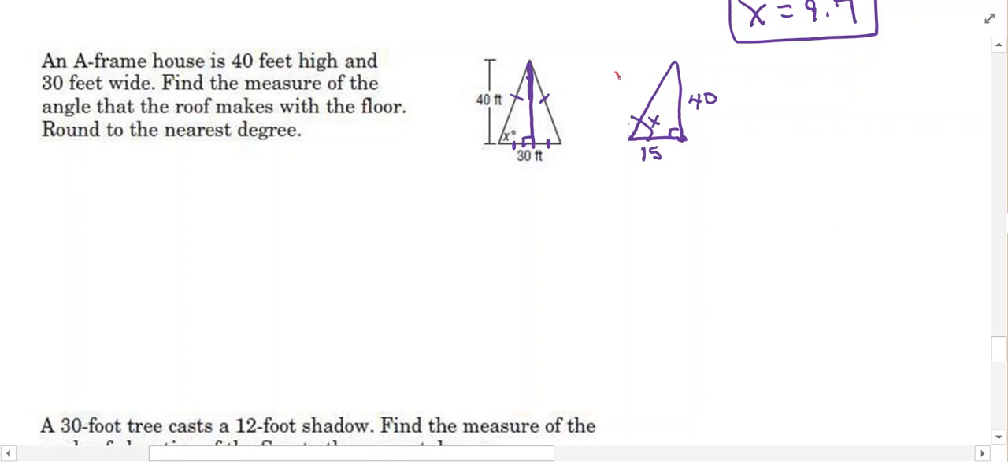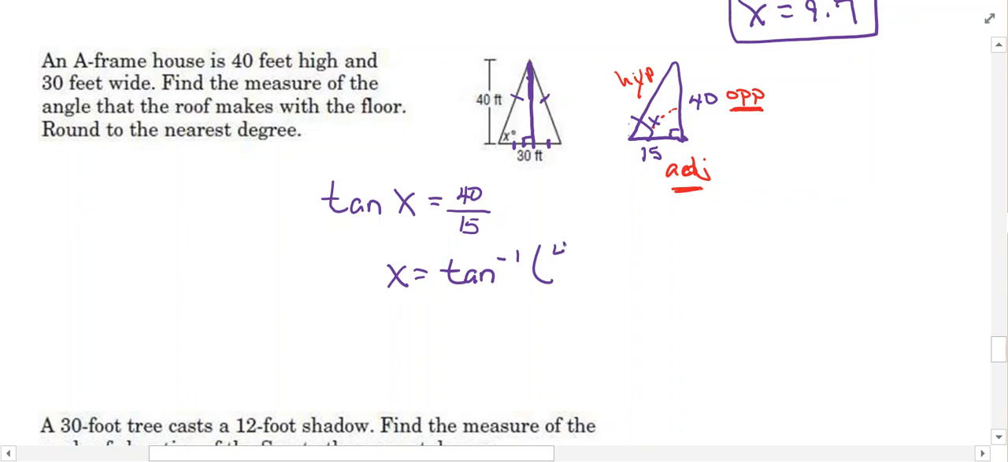Labeling the triangle again, this is the hypotenuse. This side is the opposite from the angle, and this is adjacent. So I have the opposite and the adjacent, and I want to find an angle. So I'm going to use the inverse function. I have opposite and adjacent, so it'd be the inverse function of tangent. To set it up, I know that tangent x equals the opposite over the adjacent. Using the inverse function, I have x equals tangent inverse of 40 divided by 15. To put that into your calculator, you would use second tangent, and then 40 divided by 15, close parentheses. The answer would be 69.44.